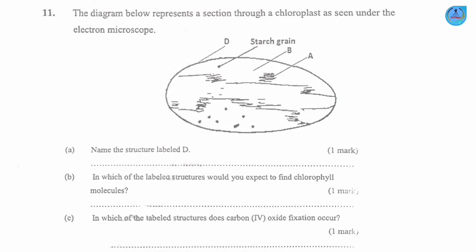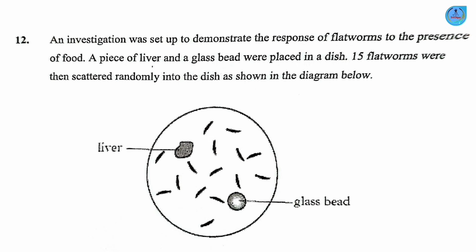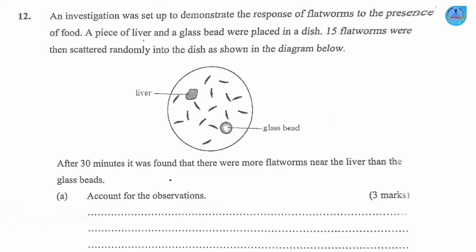Moving on to question 12. An investigation was set up to demonstrate the response of flatworms to the presence of food. A piece of liver and a glass bead were placed in a dish. 15 flatworms were then scattered randomly into the dish as shown in the diagram below. Okay, so we have the liver on one end, the bead of glass on the other end, and we have the flatworms scattered into the petri dish.